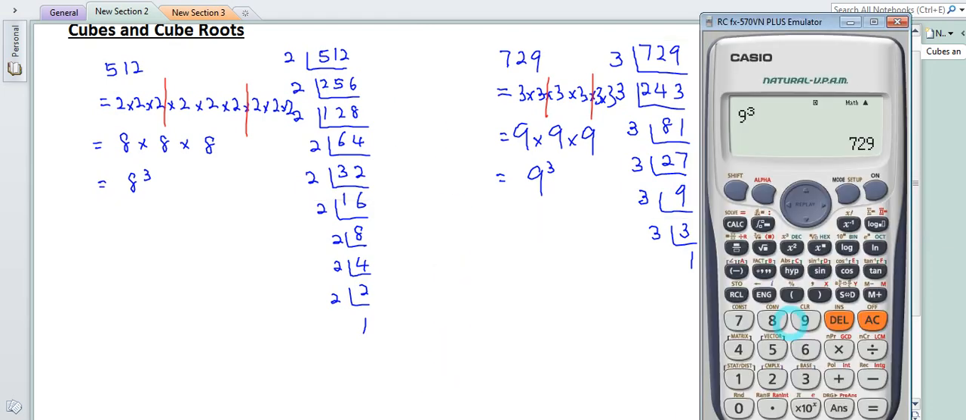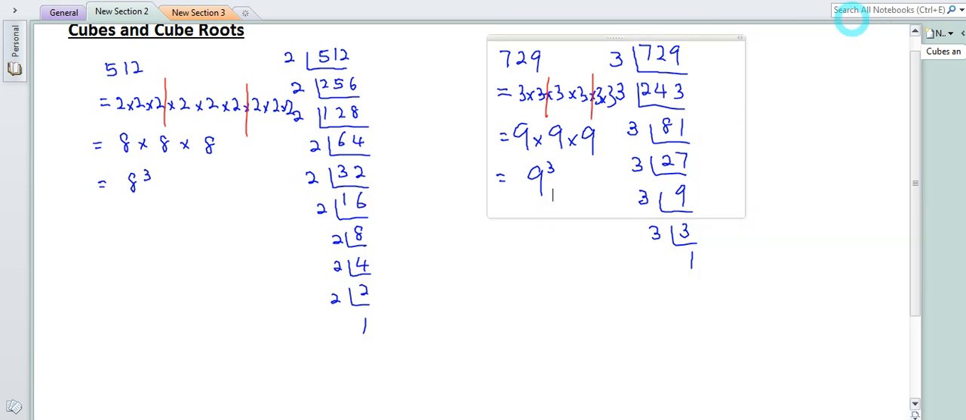If you want to check 729 by your calculator, you can do it this way. Cube root 729. Oh, you get an integer, right? So this 729 is a perfect cube.